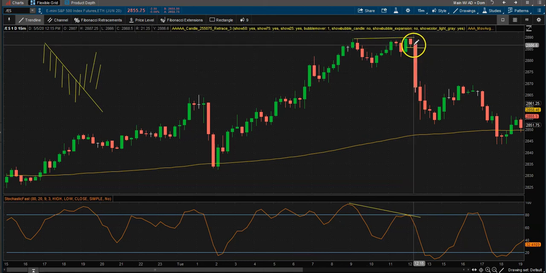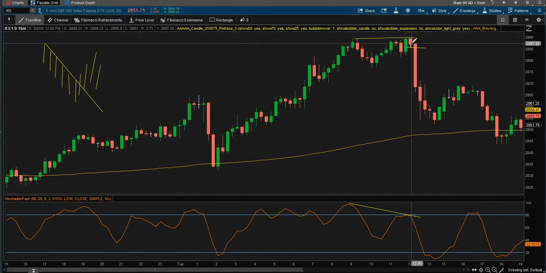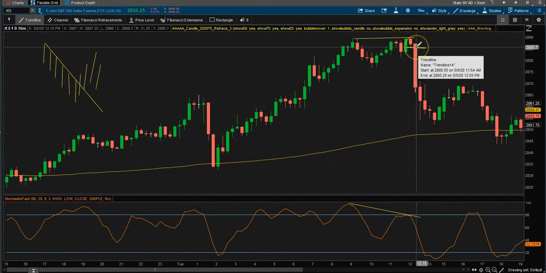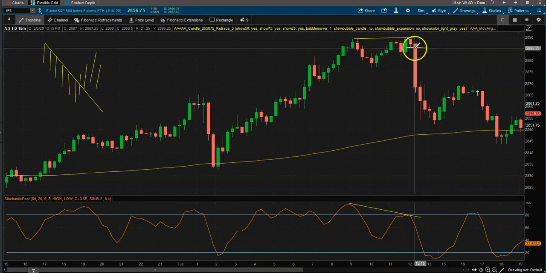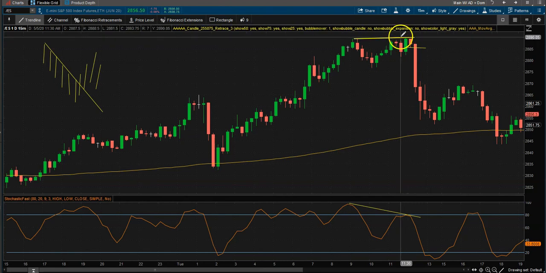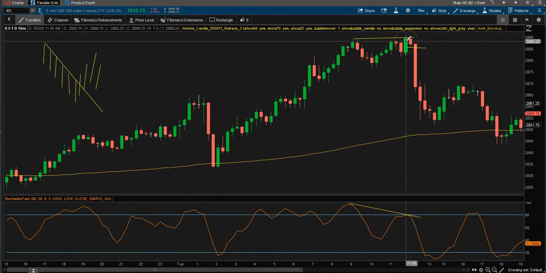And right here, the low of this candle was 85.50. The minute we printed 85.25, you could have actually gotten short at 85.25, and your stop would have been where the highest peak is by one tick. The high of that candle would have been 89.75.